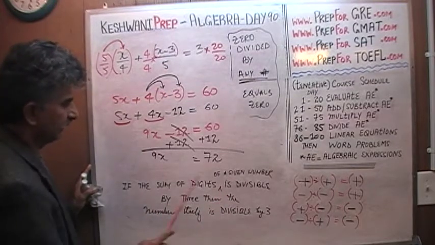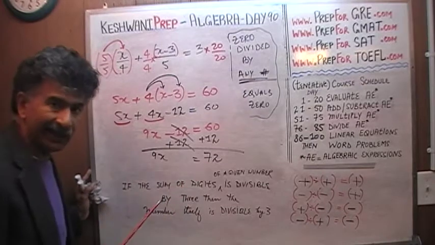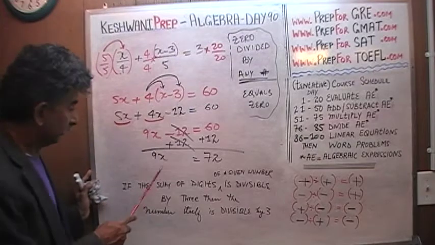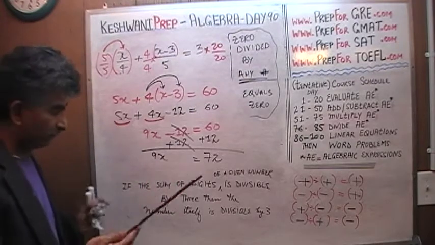The number itself is divisible by 3. You see right here, 7 plus 2 is 9, and 9 is divisible by 3. Therefore, 72 is divisible by 3, which is what we're going to do here, because I don't know what 72 divided by 9 is, so I'm going to do it step by step.